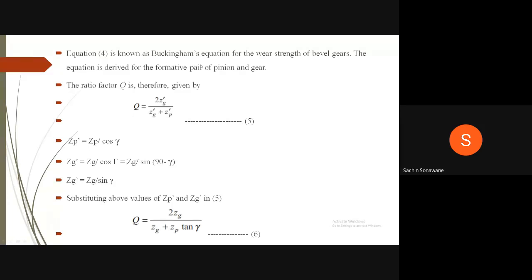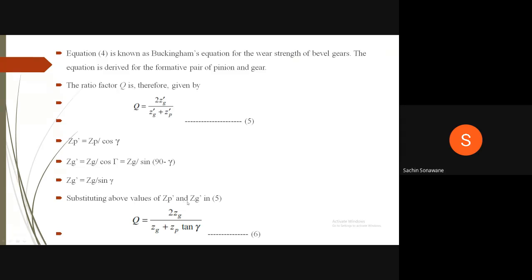Equation 4 is known as Buckingham's equation for the wear strength of bevel gears. The equation is derived for the formative pair of pinion and gear. The ratio factor Q is therefore given by Q = 2 Zg' / (Zg' + Zp'), equation 5. Zp' = Zp / cos γ, and Zg' = Zg / cos Γ, which is equal to Zg / sin(90 − γ). Therefore, Zg' = Zg / sin γ.